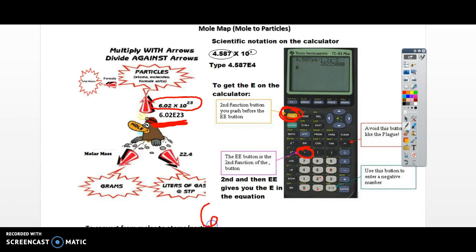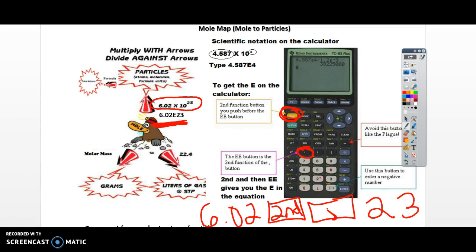So it'd be 6.02, and then you would press second, and then the comma button, which is right above the 7, and then you would put your exponent. So for us, it'd be 23, and then enter. That's how you put it. But don't forget to always put it in parentheses, because you never know how that could affect your answer. Okay, always put that in parentheses.